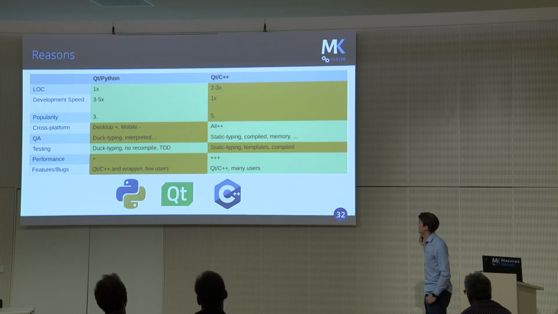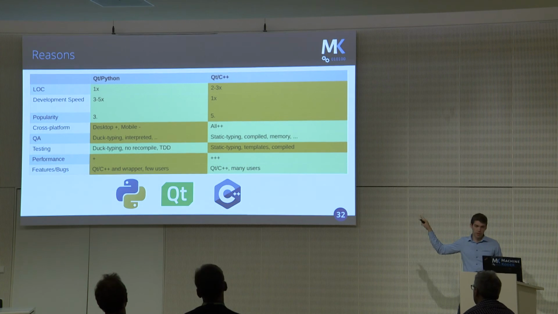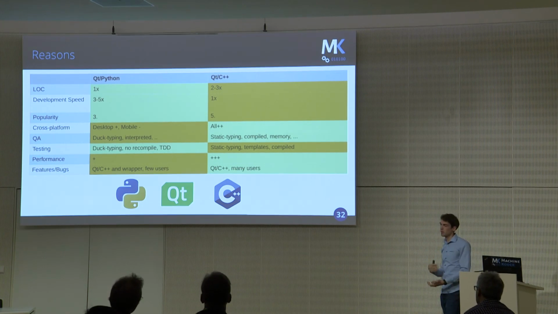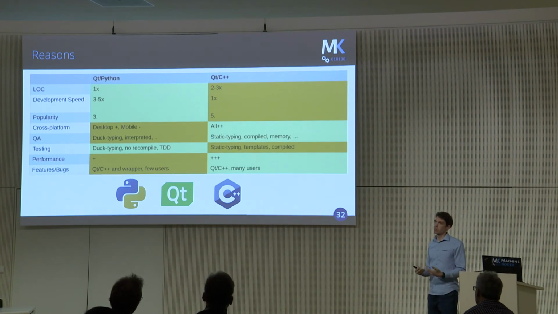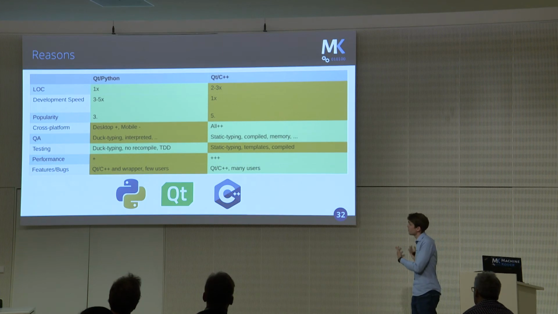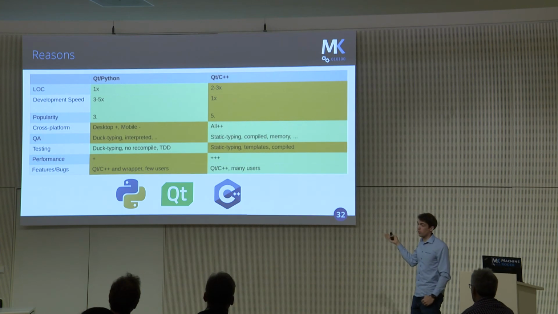For quality assurance, I think C++ is a little bit better. You have static typing, it's compiled, you get the errors at compile time, and in Python, you have to really make sure to write unit tests, because when you don't, it's easy to make a mistake or basically to write bad code. But you should write unit tests anyway. So in testing, Python is a lot better, in my opinion. You don't have to recompile the code.